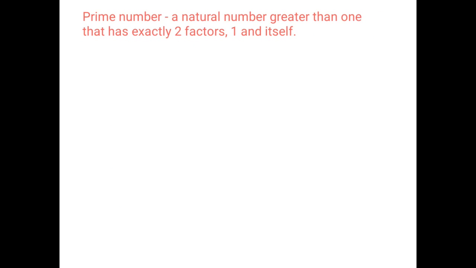Let's talk about the next definition. The next definition is a prime number. A prime number is a natural number greater than 1 that has exactly 2 factors, 1 and itself.